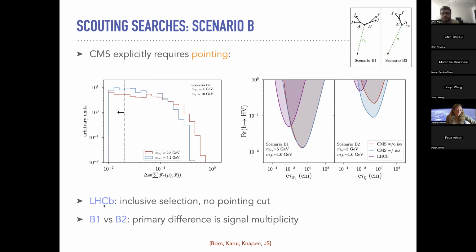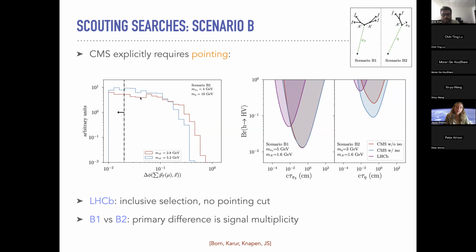LHCb does report results for an inclusive selection with no pointing cut. And so you can see, for instance, that the relative reach of LHCb here in purple to the CMS search is much bigger. Also, you should compare the reach of this search compared to the, this is orders of magnitude less than the sensitivity of scenario A. And there is probably quite some room for CMS to optimize their analysis to trade off between relaxing this pointing cut to improve signal efficiency.